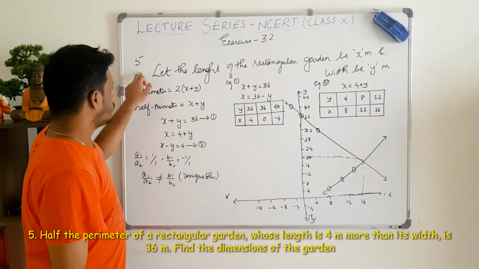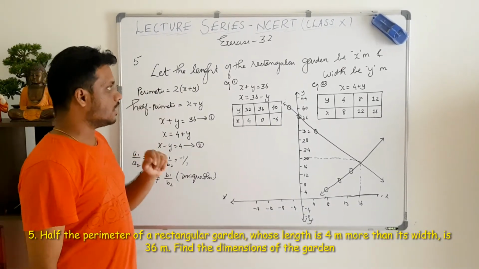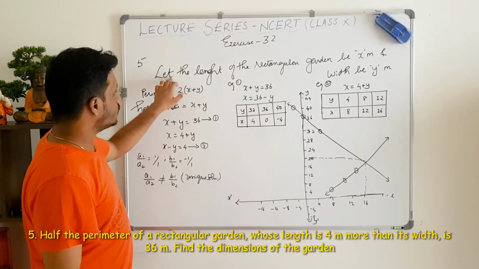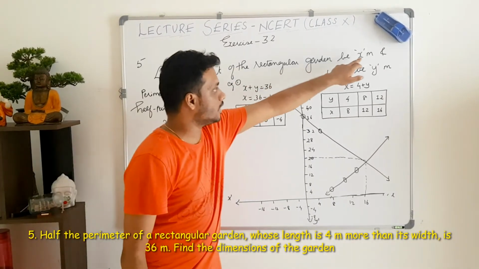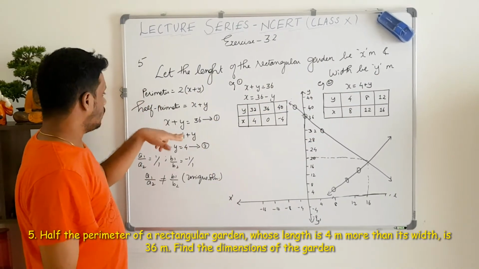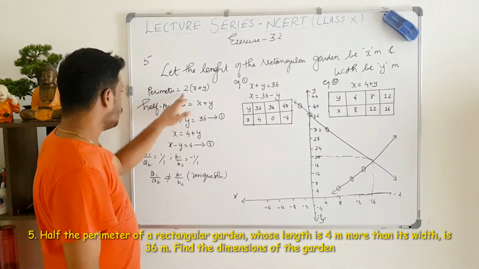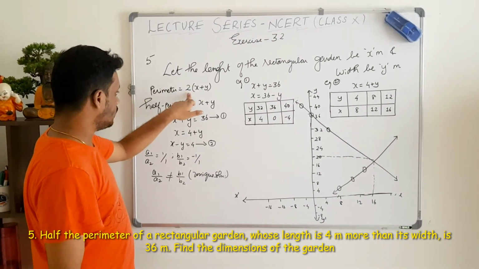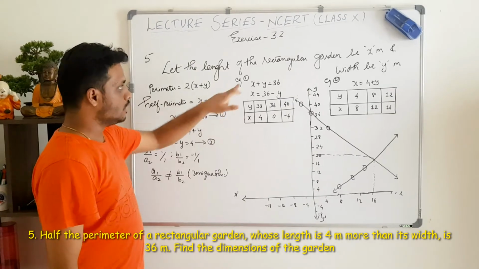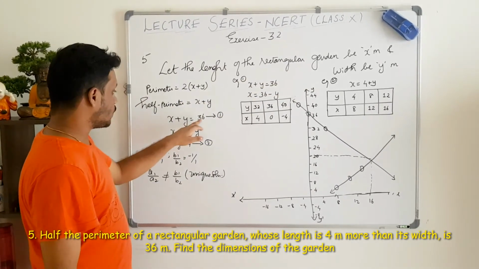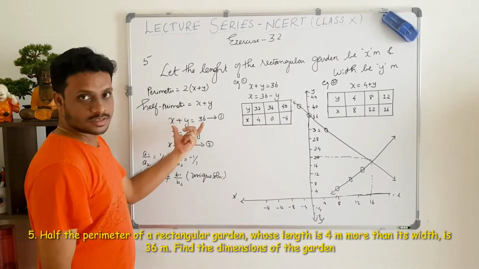Question 5. In this question it says a rectangular garden is there with some information given in the question. So first we are assuming the length of the garden be x meters and width be y meters. The condition given is half perimeter is 36. So we know the perimeter is 2 times length plus breadth. Since this is a half perimeter, we divide it by 2, so we get just x plus y, because x is the length and y is the breadth. So when I add x plus y, the answer is 36, so that becomes my first equation.